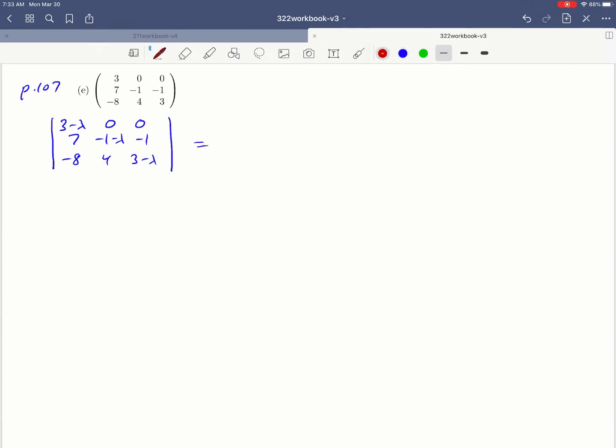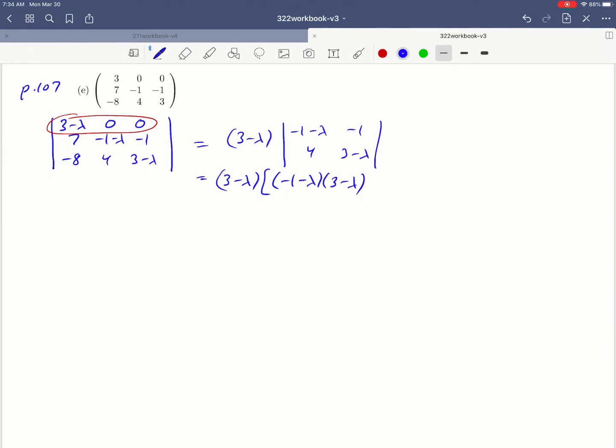Okay, so we're going to take that determinant. Notice that we've got some zeros in the first row, so that's probably where we want to expand along. So we're going to get 3 minus lambda times the determinant of the 2 by 2 that looks like negative 1 minus lambda, negative 1, 4, 3 minus lambda. Continuing with the algebra, we're going to get 3 minus lambda and then the determinant of that 2 by 2.